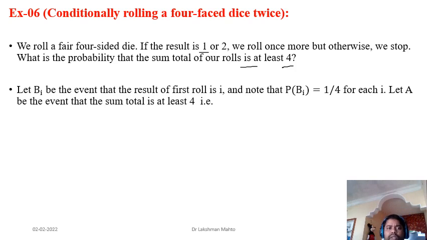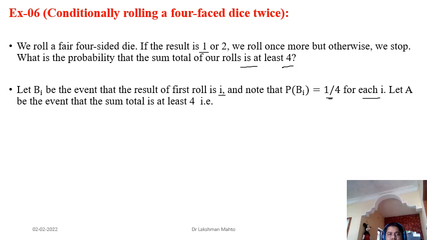So what do we have to do? Again, I told you that we have to partition the sample space. From that perspective, we introduce the event Bi. Bi is the event that the result of the first roll is i. So the probability of Bi would be 1 by 4, because if you roll a dice once, getting any face is equally likely. All faces have the same probability, 1 by 4, because the dice has 4 faces.